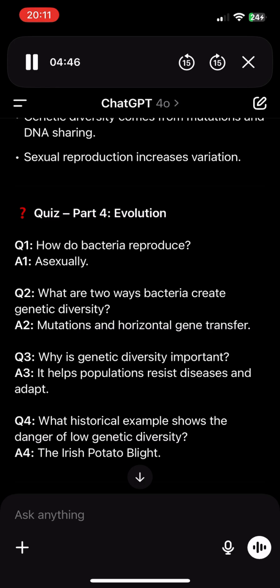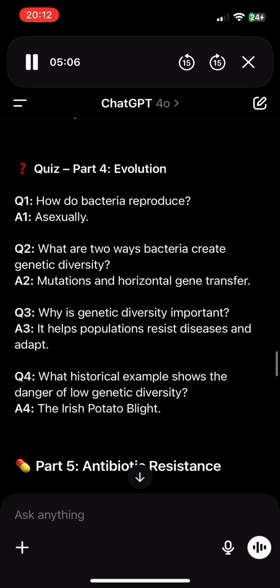Quiz Part 4. Evolution. How do bacteria reproduce? Asexually. What are 2 ways bacteria create genetic diversity? Mutations and horizontal gene transfer. Why is genetic diversity important? It helps populations resist diseases and adapt. What historical example shows the danger of low genetic diversity? The Irish potato blight.